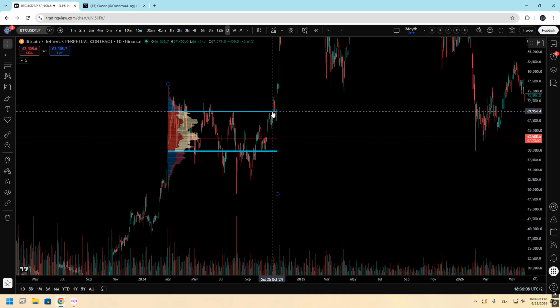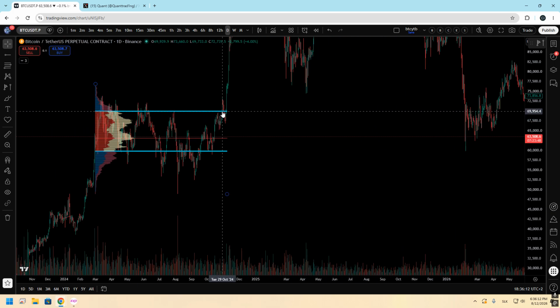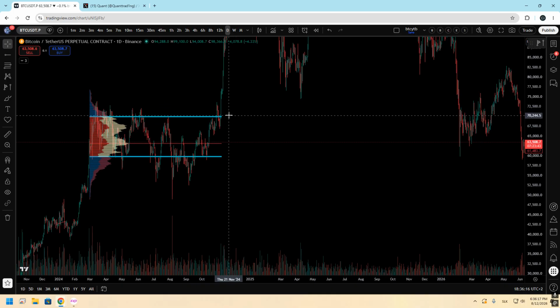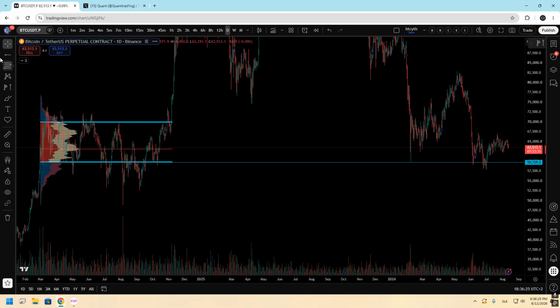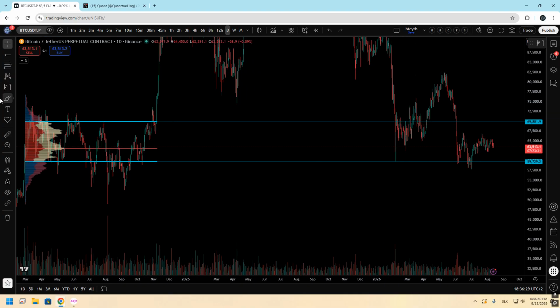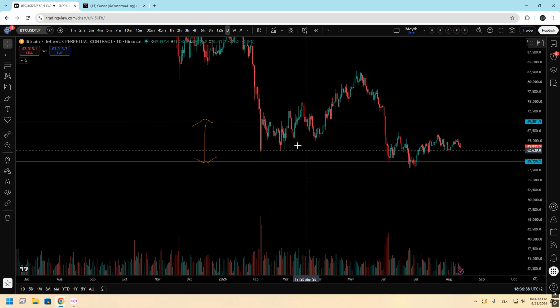This we did test, so there was no reaction. You can see value area high was tested after this sweep of the highs, but then again value area low gave another perfect bounce, and again we bounce right to the value area high, so we did rotate another range. So this is your range what you can trade.